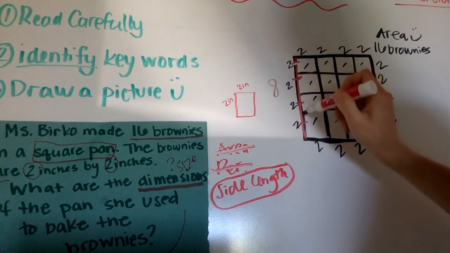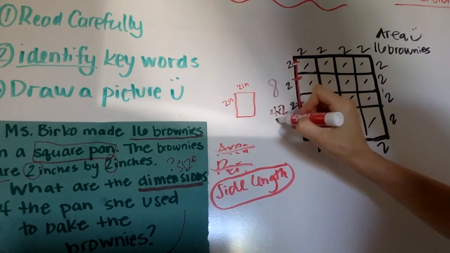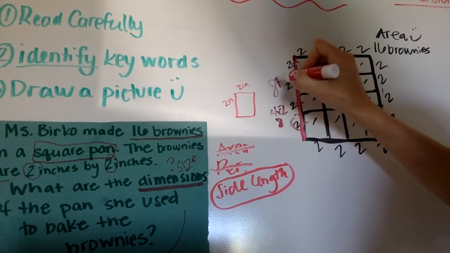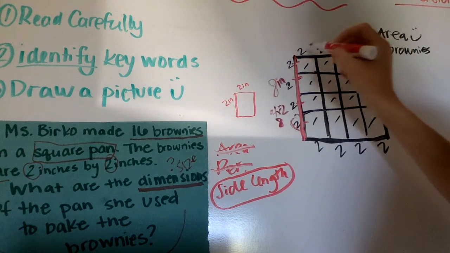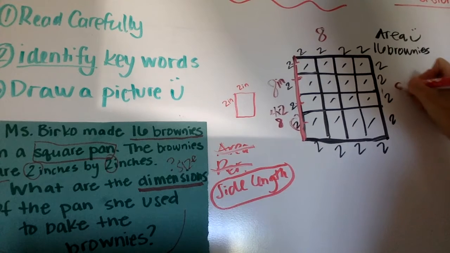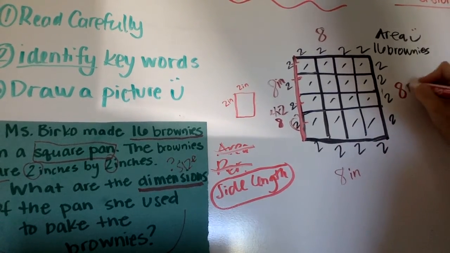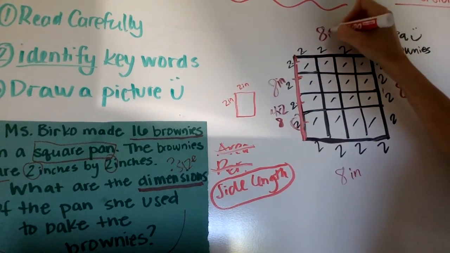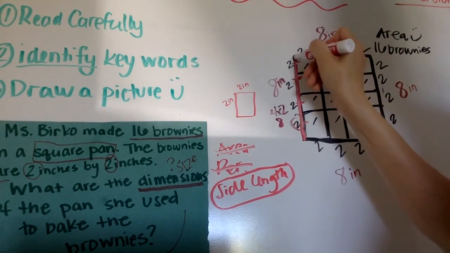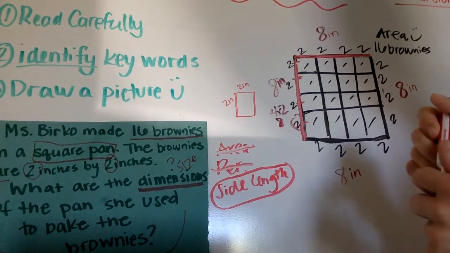But there's 4, and we have to multiply them by 2. 4 times 2 is 8. So we're still getting the same answer. So if this side is 8 inches long, let's see if this side is 8 inches long. 2, 4, 6, 8. Woohoo! So this side must be 8 inches long, and this side is 8 inches long. Don't forget your inches, because we're not counting marbles. We're not counting brownies. We're counting how long the brownies are. We're counting their length.